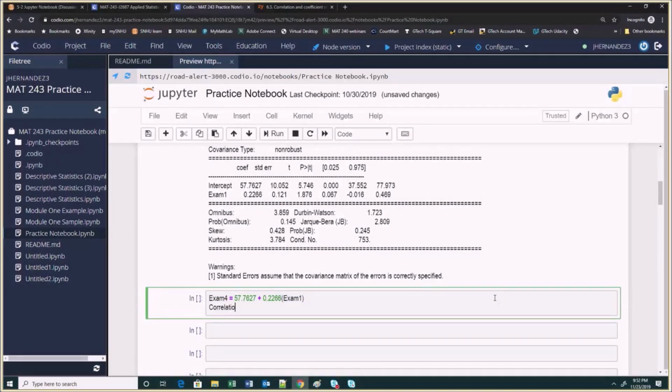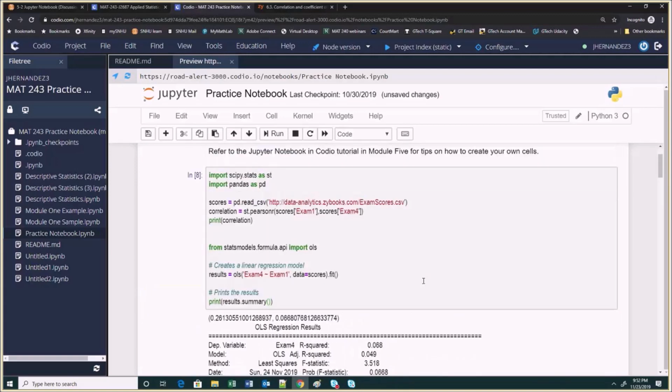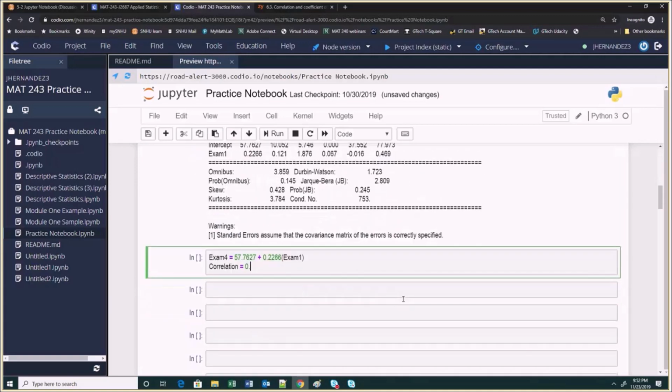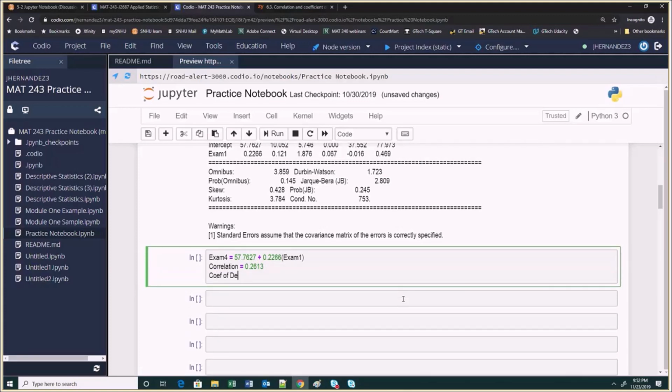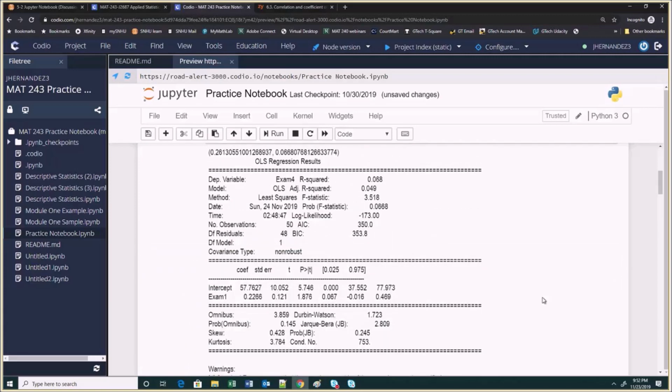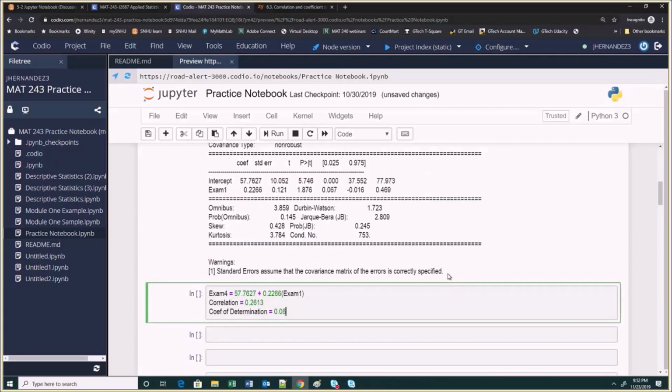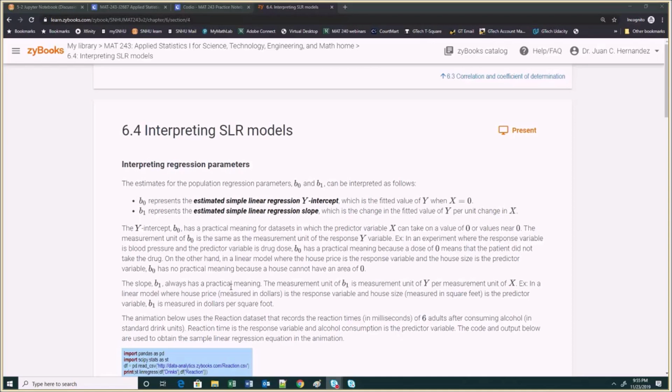Correlation, that equals 0.2613, and coefficient of determination, that equaled only 0.068.